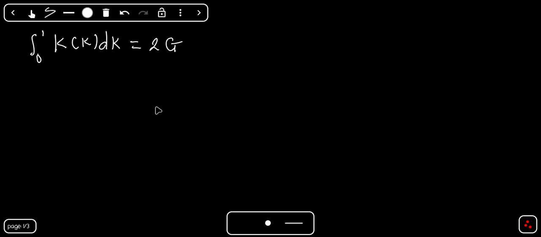So in today's video we'll be solving this beautiful integral from 0 to 1 of the complete elliptic integral of the first order. I want to prove that this is equal to 2G, where G is the Catalan constant.